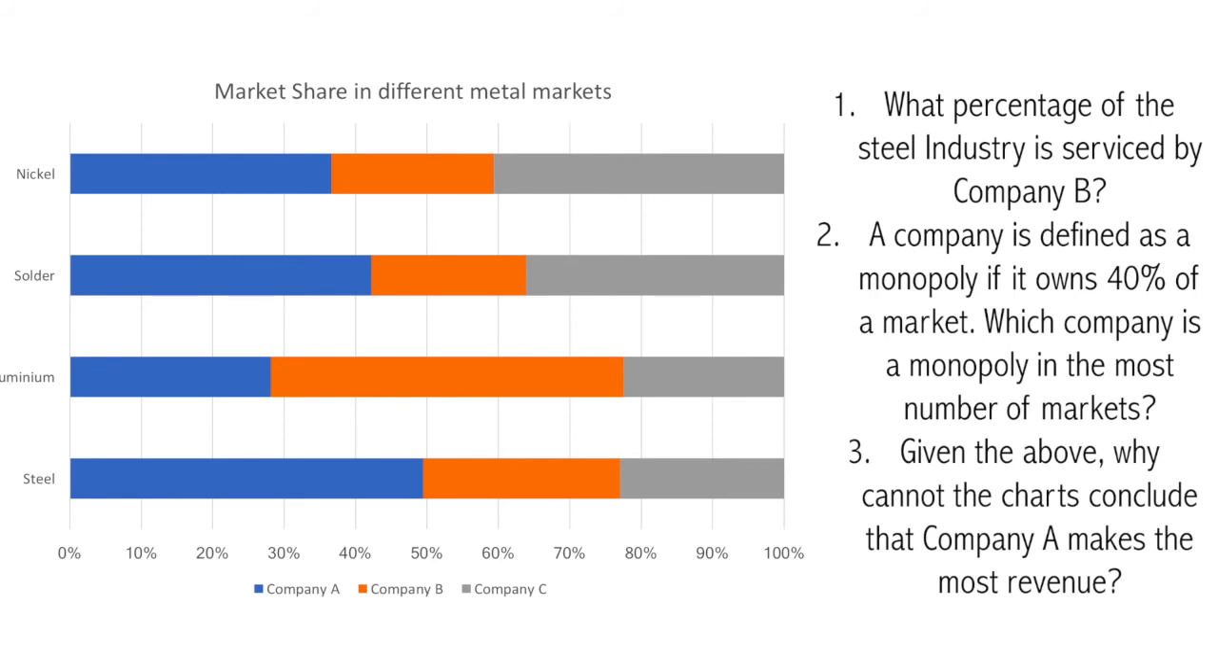In order to determine revenue, we need to know the price of each of these metals, which is not given. So therefore, if any option talks about revenue and there is no explicit mention of revenue in the passage, you cannot deduce that from the chart. So why I've included the third one is it's very important to understand what is actually being displayed by the chart and what is not.